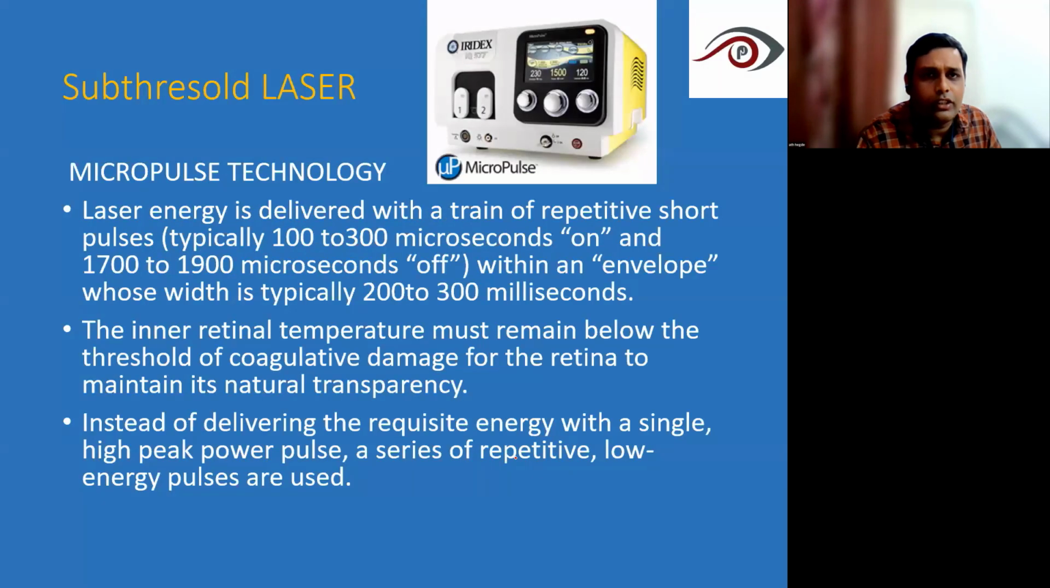The latest technique they're using is called subthreshold laser. This is a micropulse technology where the laser energy is delivered through repetitive short pulses. These short pulses don't allow the intraretinal temperature to go above the threshold of coagulative damage. So this helps give the very minimum amount of energy, and they have shown that it works to decrease macular edema.